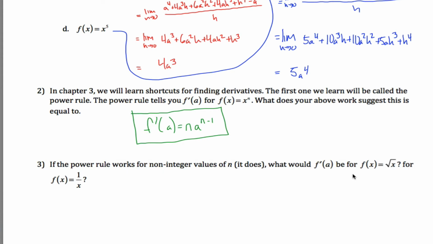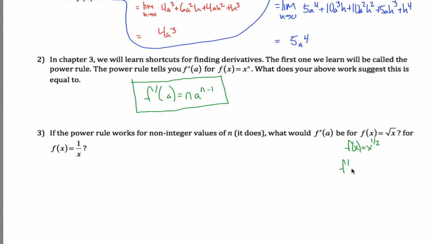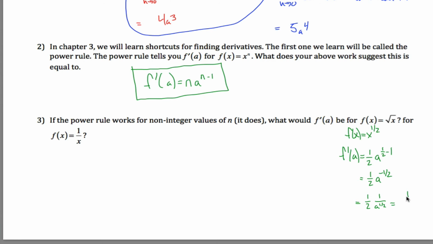Well, to do this problem, what you need to recognize is the square root of x is just x to the 1/2 power. So f prime of a would be, well, you take that, use this formula, and everywhere you see an n, you change it into a 1/2. So you'd have 1/2 a to the 1/2 minus 1, aka you'd have 1/2 a to the negative 1/2, aka you'd have 1/2 times 1 over a to the 1/2, or if you really want to simplify this thing, you'd get 1 over 2 times the square root of a. Frankly, this is fine way up here, but I'm just doing some simplification to put it back into the form that it came from.